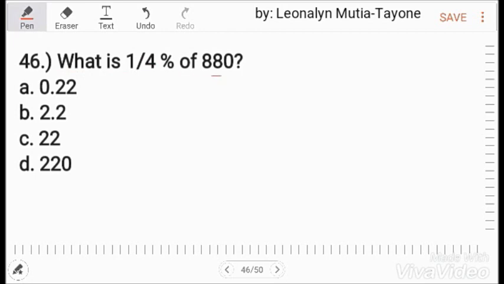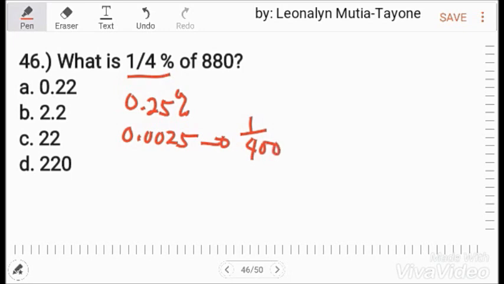Number 46. What is 1/4% of 880? 1/4% is the same as 0.25% or 0.0025 pag wala ng percent. Itong 0.0025 is also 1 over 400. Take note. Kapag 1/4%, equivalent din siya ng 0.25%. Tapos, kung wala na yung percent, i-divide natin ng 100% para ma-cancel na yung percent. It is equivalent to 0.0025 or 1 over 400. Ito yung gamitin natin para mas madali.